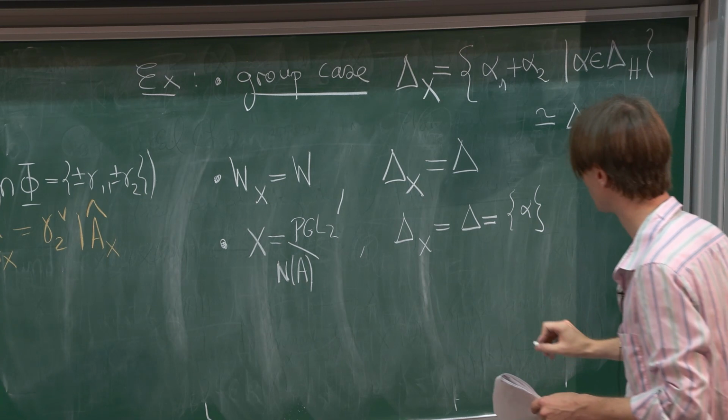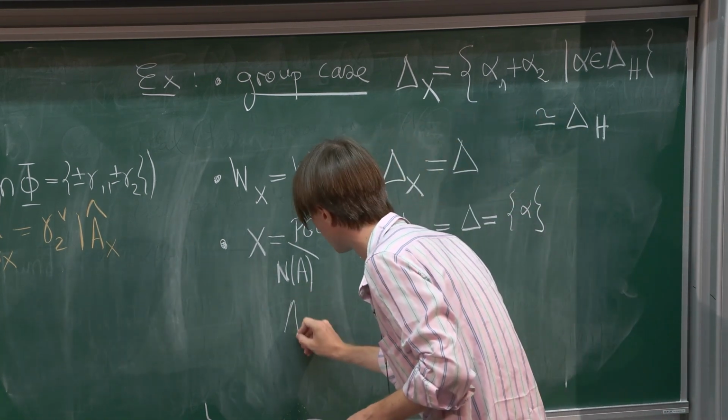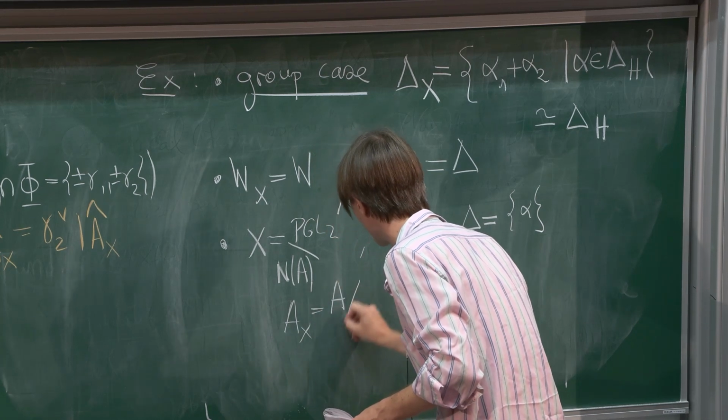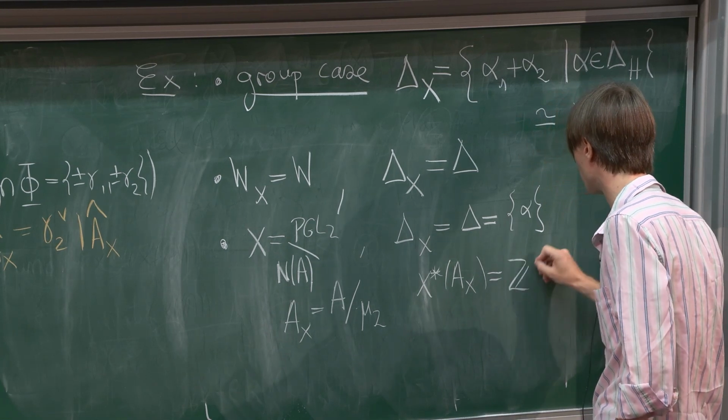But the character group of AX, in this case, AX is A mod plus or minus 1. And so it's generated by 2 alpha. So we see that.